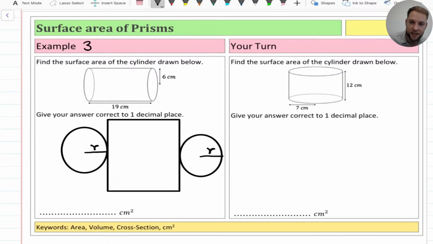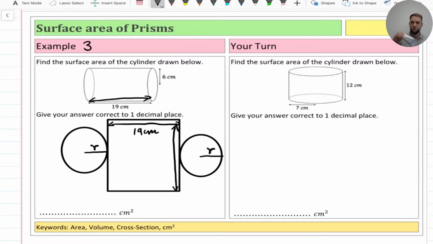But the thing which people forget is how to do this part in the middle. Now we can clearly see from this that across here is 19 centimeters, but it's this part here which people struggle with, that top part there. So I'm going to try and show you the way that we do this.